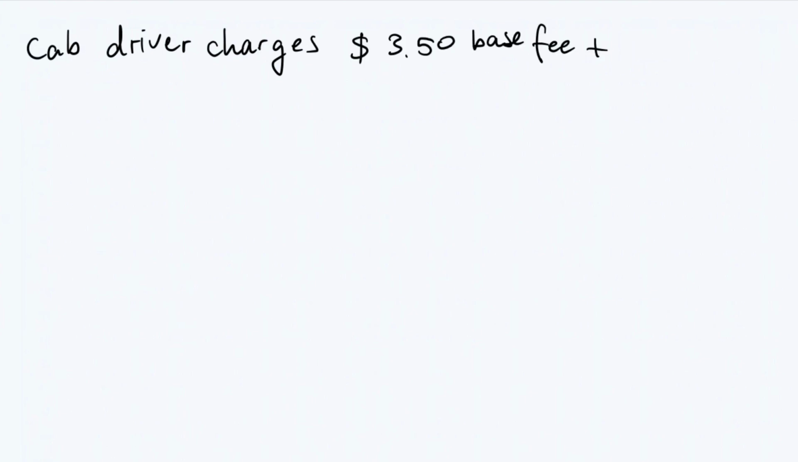Let's say we have a cab driver who charges a base fee of $3.50, and in addition to that, he charges $3 per mile. So the moment the trip starts, the passenger already owes $3.50. And then on top of these $3.50, every mile costs $3. This means that we have two elements that constitute the price of the ride. These are the base fee as well as the $3 per mile.